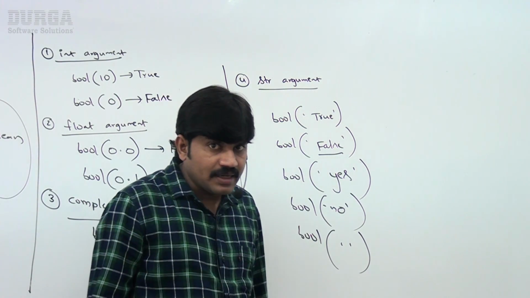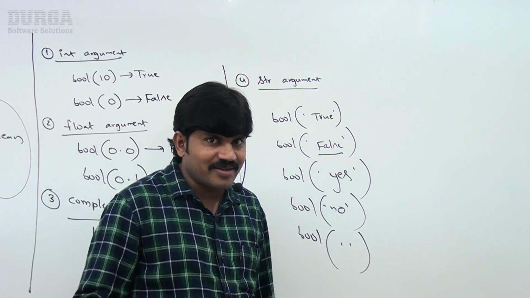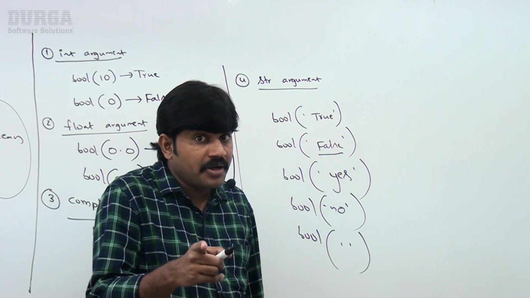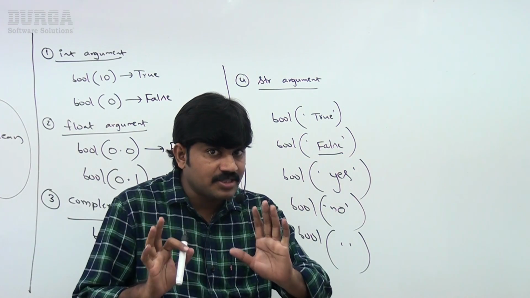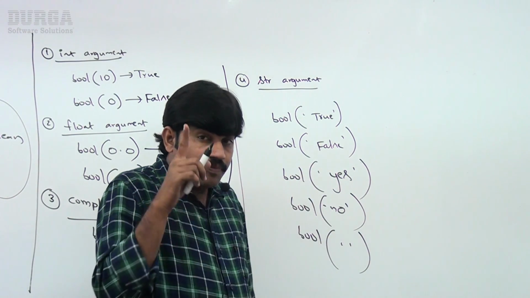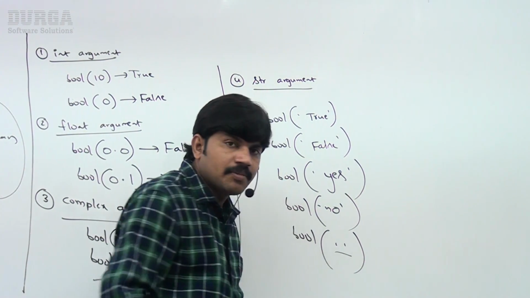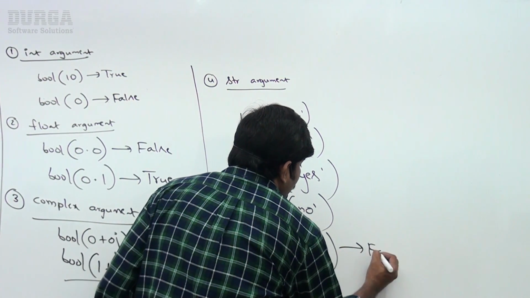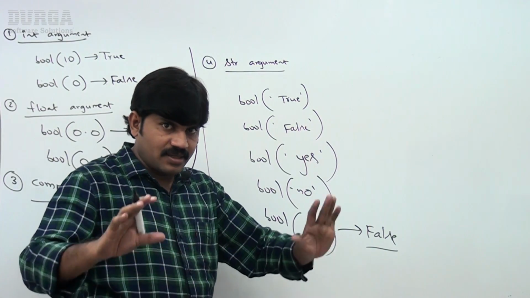Second case, the string internally contains false only. What is the answer we are going to get? Okay, the most dangerous point. Several times we are going to use it in the next classes also. Take very special care. What that point is: if the argument is an empty string, then only it is considered false.